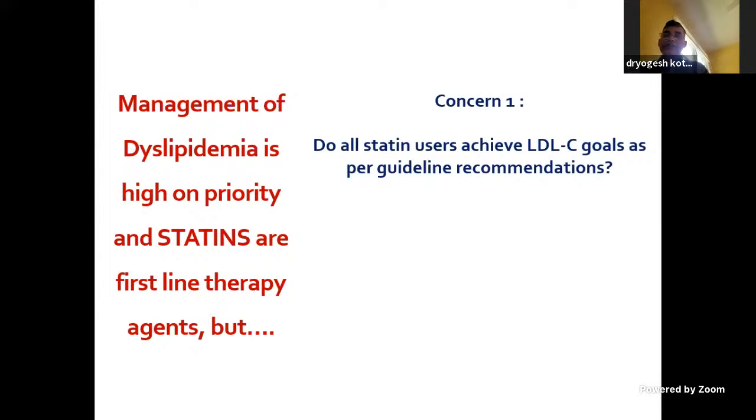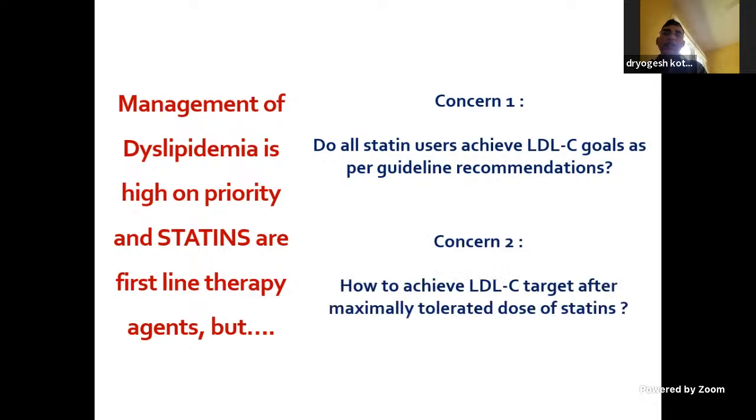Next slide. But there are a few concerns in the management of dyslipidemia. Statins are the first line of therapy, we all know that, but with statins there are some concerns. Not all statin users achieve the LDL cholesterol goal as per the guideline directed recommendation. And secondly, many patients do not tolerate statins, or they tolerate only low dose statin. They don't tolerate moderate intensity or high intensity statin.